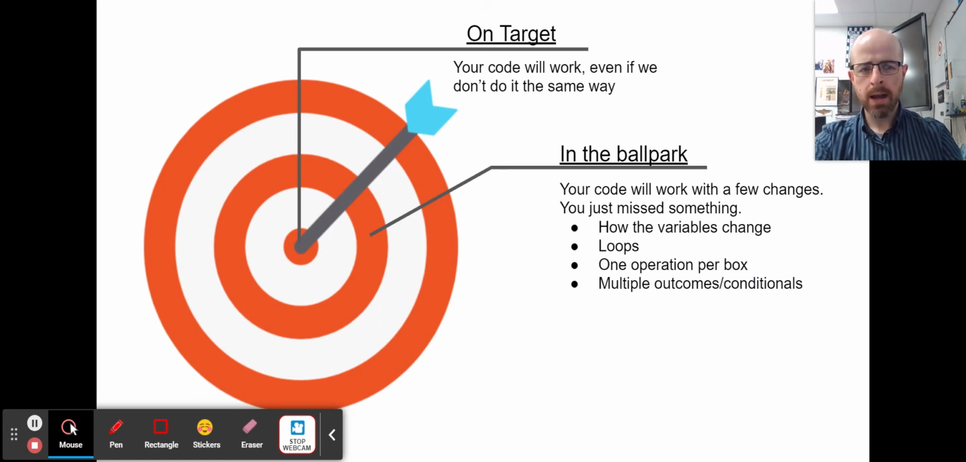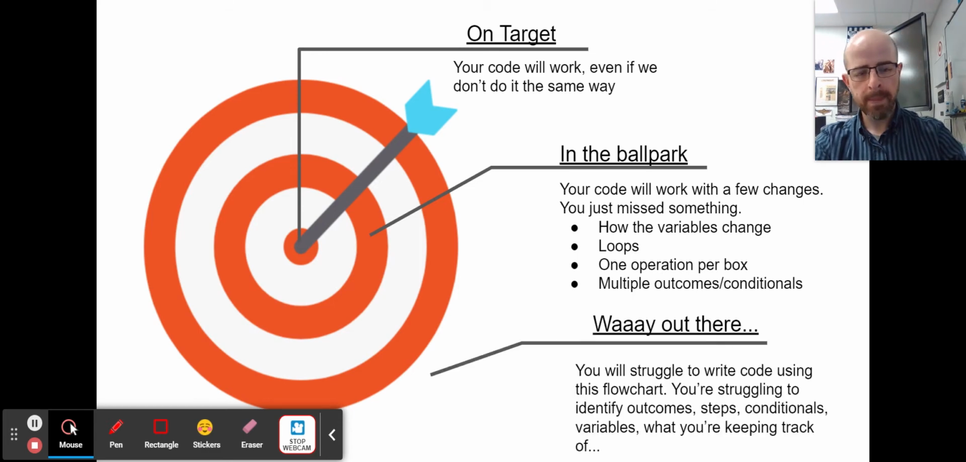Maybe you're trying to combine operations into one box. It's 1 operation per box. Maybe you're not coming up with the best yes or no questions. That would be on target. That would be in the ballpark. And then way out there, well, if this is a flowchart that has multiple outcomes and you wrote a single linear flowchart that only has 1 outcome, that would be way out there. Or if you can't figure out the steps, that would be way out there.